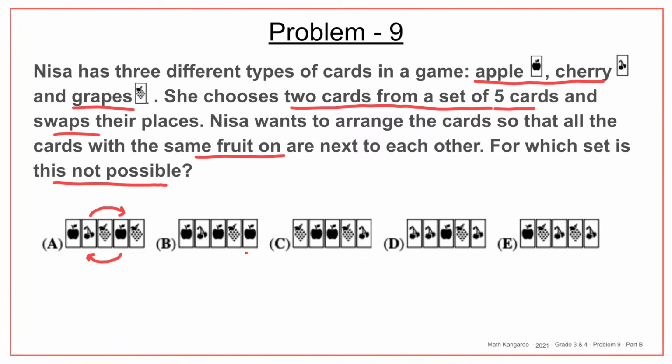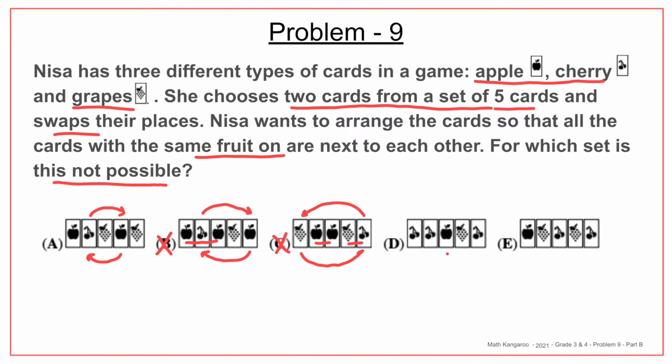Option B. If we swap apple with cherries and bring cherries in here, we will have 3 apples in a row. So this is possible, and this could not be our answer. Option C. If we swap grapes with cherries and bring cherries here, we will have 2 apples and a set of 2 grapes. So this is also possible and could not be our answer.